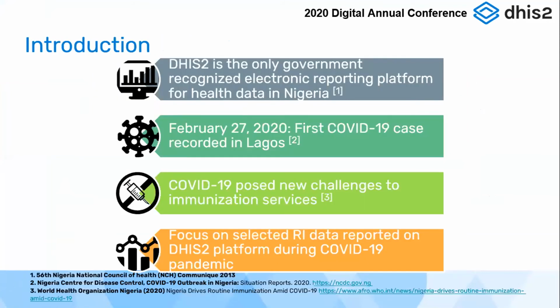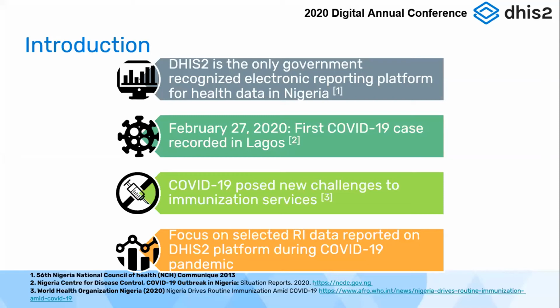By way of introduction, DHIS2 is the only government-recognized electronic reporting platform for health data in Nigeria. So routine immunization data is also reported on the DHIS2 system, and all states within Nigeria, including Lagos State, report their health data on it. On February 27, 2020, the first COVID case was recorded in Nigeria, in Lagos State. Since then, Lagos State has remained the epicenter of the disease in Nigeria, bearing about 33% of the burden even as of today.